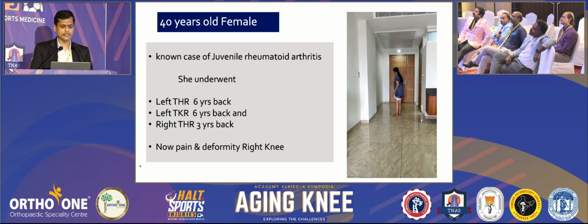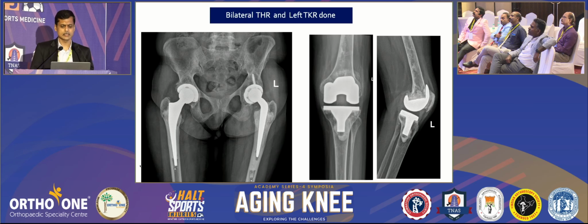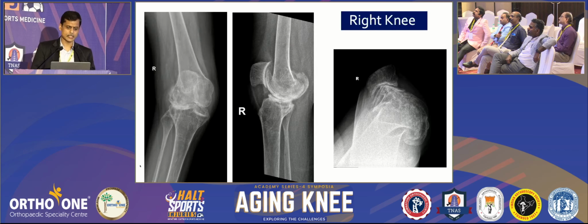Okay, 40-year-old female, known juvenile rheumatoid. I started with the left THR, then left TKR, then right THR, over 6 years, 3 years. Now pain and deformity in the right. These are the other X-rays, both sides done. Then I did the left side, then now the right side.